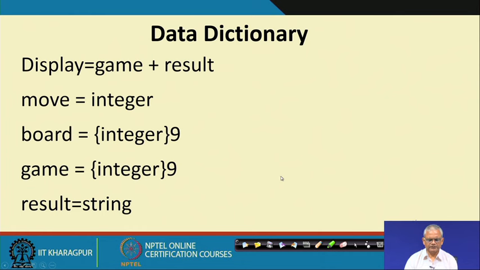Now, we develop the data dictionary. Write display is game plus result, because that will result in the balancing of the diagram. In the level 0 diagram, the context diagram, display is the data that is produced by the system, whereas in the level 1 diagram, there are two data that are produced, game plus result. Therefore, to balance, we must write display is game plus result, move is an integer, the board is 9 integers, and the game is also 9 integers, and the result is a string.